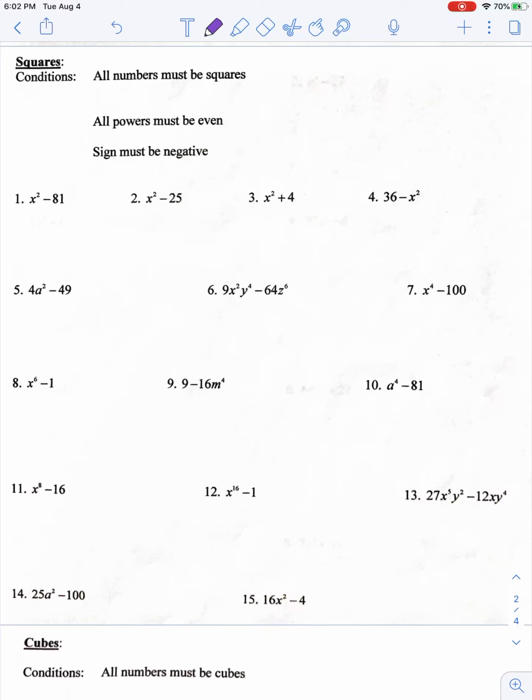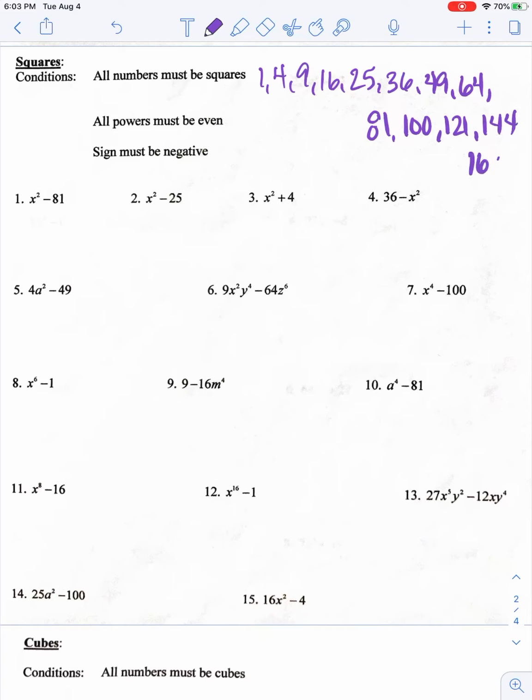Okay, so for squares, all numbers must be squares. These we should know by now. 8, 9, 10, 11, 12, 13. You need to know up to 13 squared. And don't forget 1. 1's a square.